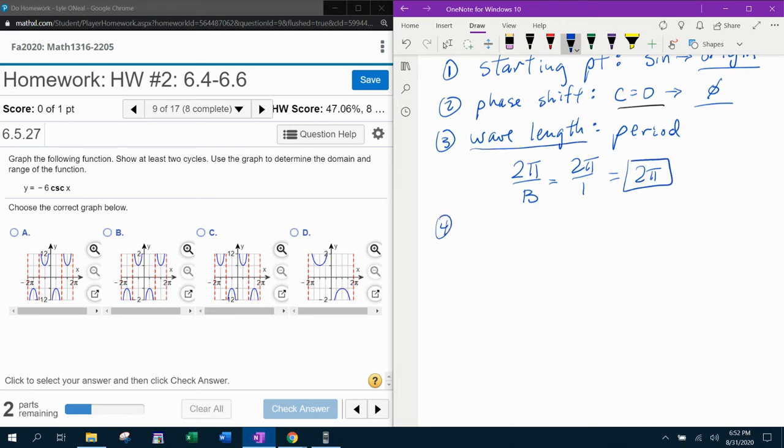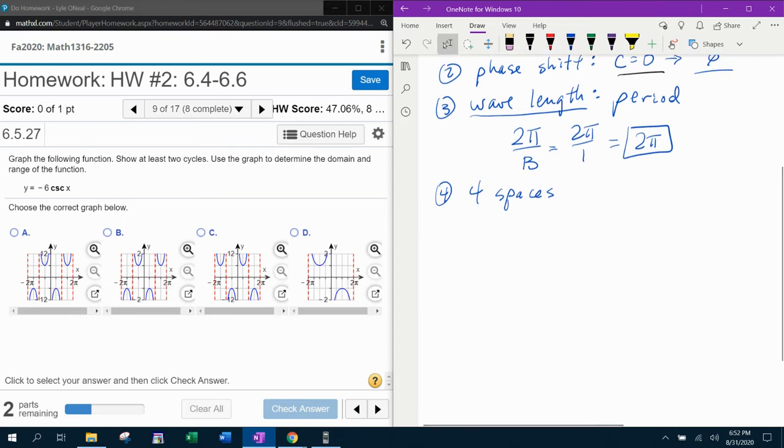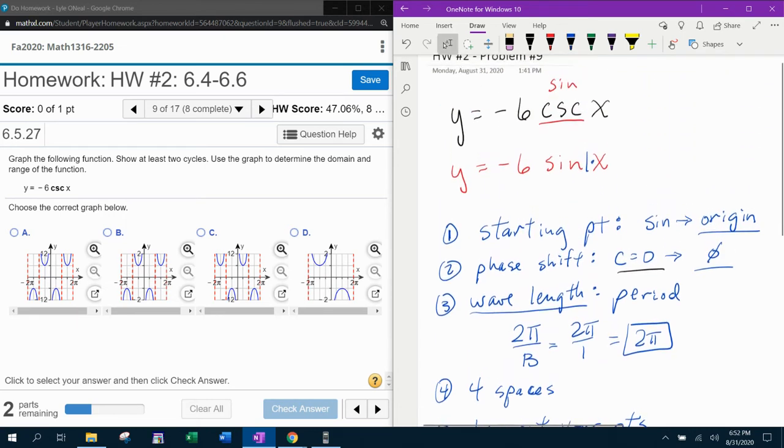Okay, step number 4. We need 4 spaces. The reason you need 4 spaces is because that's going to lay out your hash marks so that you can put your points in the right place. 4 equal spaces from start to finish. Step number 5, lay out your points. And then step number 6 normally would be connect the dots, but that's going to change because we're not really doing a sine, we're doing cosecant.